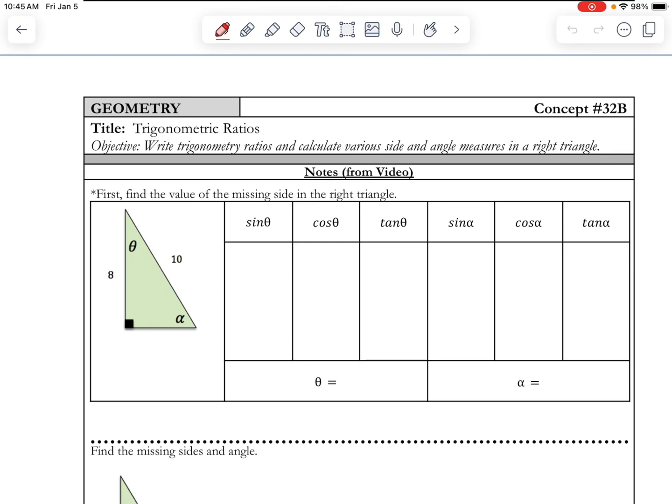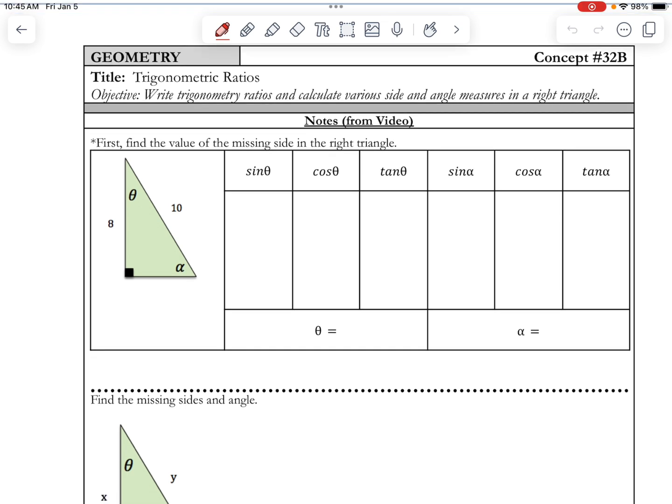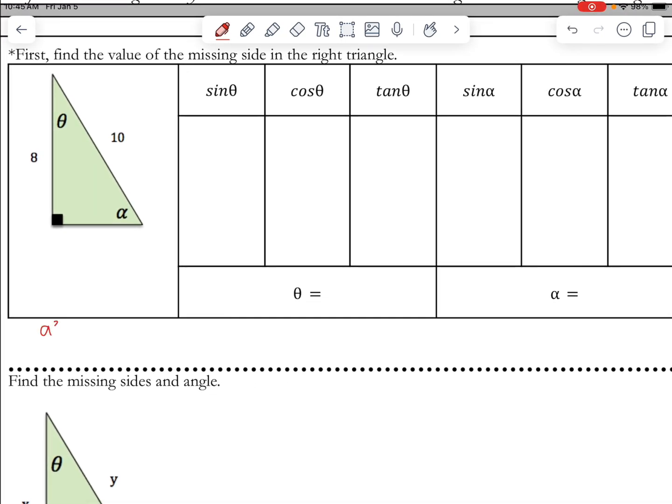This is trigonometric ratios for 32B. We are going to be applying what we just did in 32A with our trigonometric ratios with sine, cosine, and tangent. If you notice in our triangle, we only have 2 side lengths. So before we get started with our ratios, we do have to find that third side length. If you remember back to concept 30, we learned Pythagorean theorem. So we are going to apply that to find our third side length since we have a right triangle.